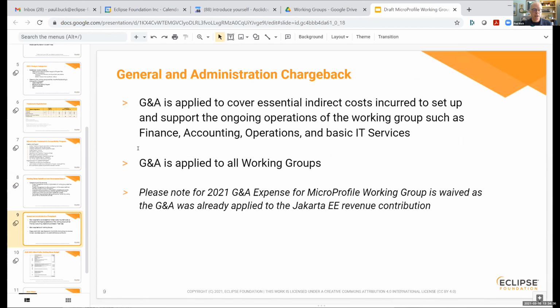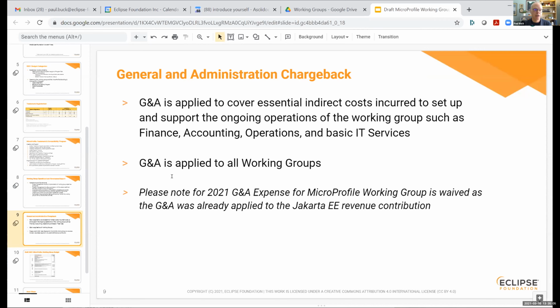The G&A in this case, so G&A is uniformly charged at 12% for all working group budgets. And that is 12% from the fees collected set aside by the foundation to do back office work on behalf of the working group, and that's largely finance, accounting, and basic IT services that need to get done.